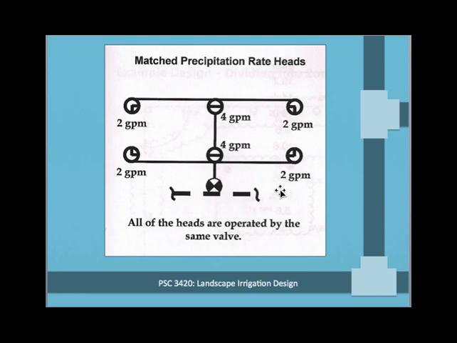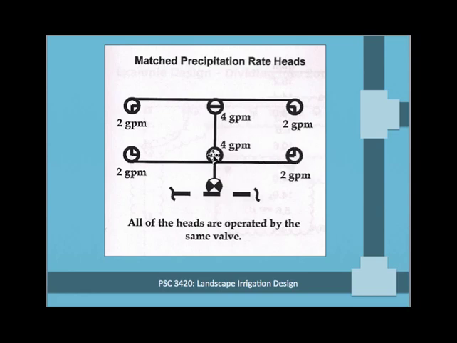Now notice the flow for each of these is different depending on the arc of throw. So for these quarter circle heads, the flow is 2 gallons per minute. For these half circle heads, it's 4 gallons per minute. And the reason for that is that you want these half circle heads to be able to apply the same amount of water in this area as these quarter circle heads are.